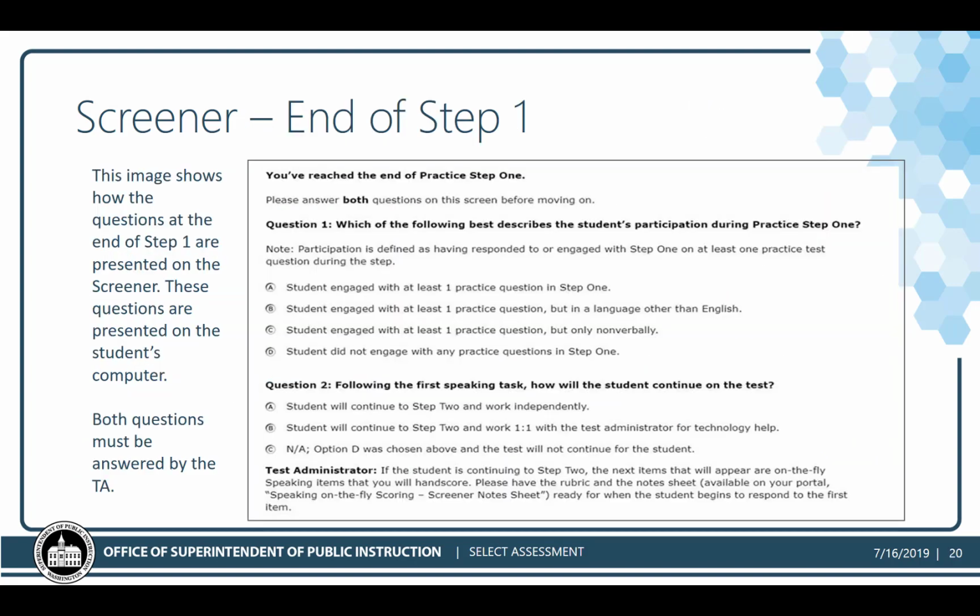This is what the screen will look like at the end of Step 1. The TA must answer both of these questions at this point. For the first question, respond as appropriate depending on the student's participation. For the second question, the TA must choose either A or B if the response to the first question was A, B, or C. If the TA selected option D for the first question, the only response to question 2 is C.